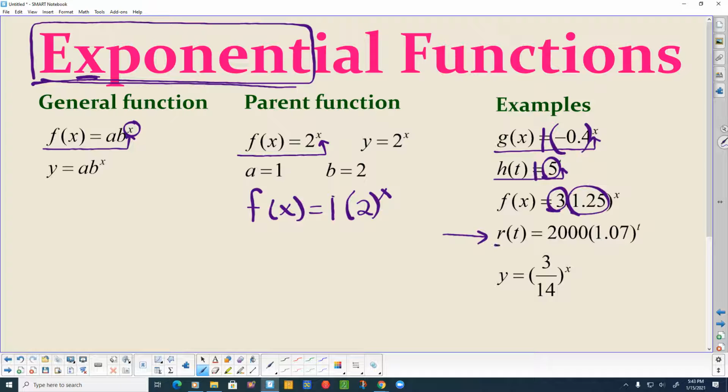This one, very famous. I'm going to read it to you. R of t equals 2,000 times 1.07 to the power of t. You should practice saying this. This one is used with money. This formula is telling me if I save $2,000 at 7% interest, this is exactly how much money I will have in whatever number of years. I can predict 30 years, 100 years from now, how much money there will be.